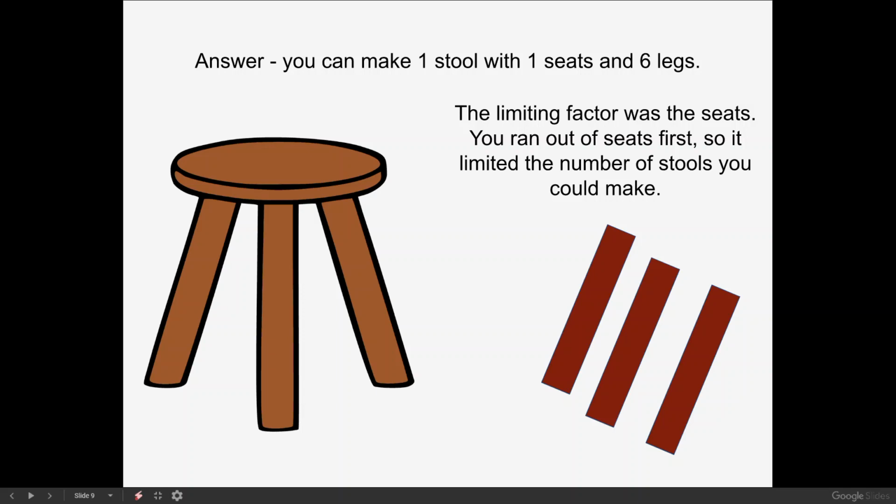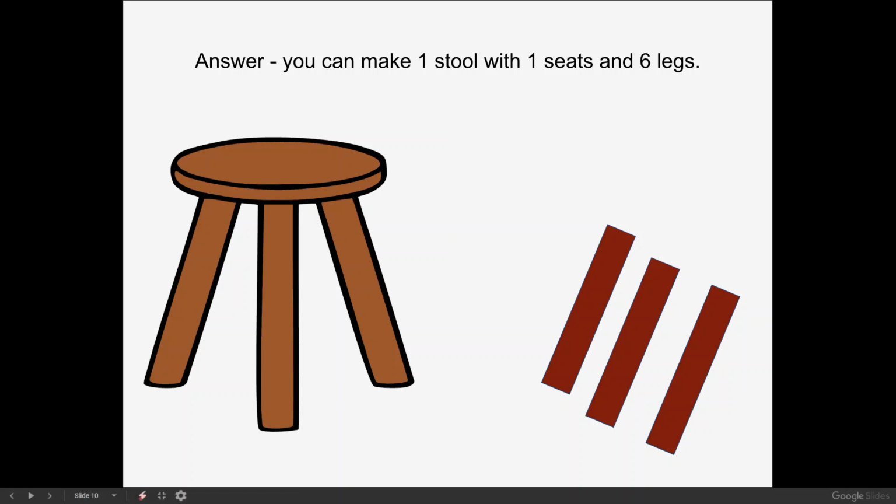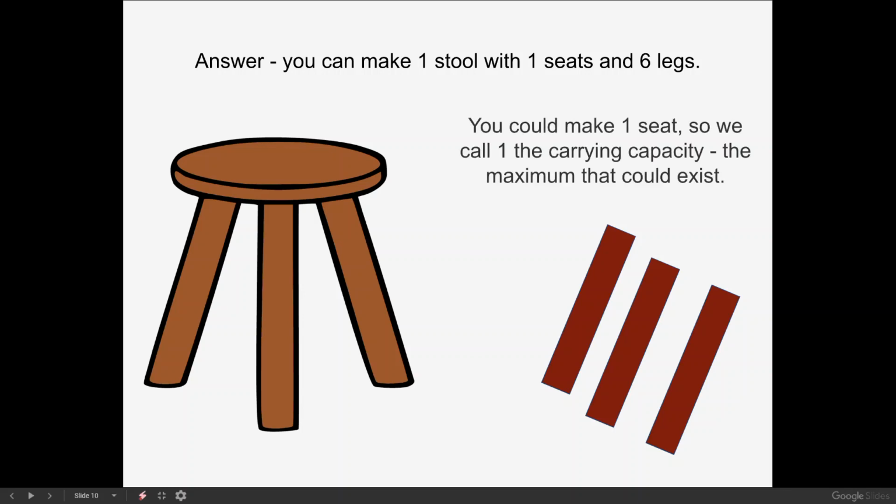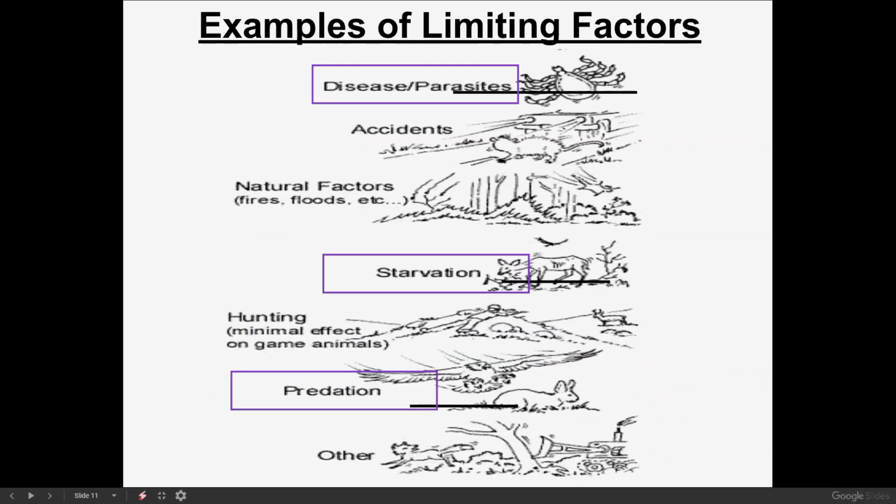How many stools could you make? You could only make 1. We call the number 1 your carrying capacity. It's the number of stools that, in this case, you could make. So how does this apply to an ecosystem? Limiting factors can be anything. Any resource that you run out of or anything that keeps a population limited can be a limiting factor. And notice a limiting factor is always a factor, something in the environment. It's never a number. It's always an issue in the environment.